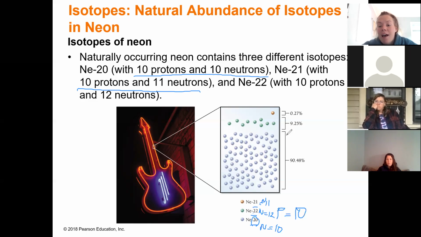You will not have to have every isotope that exists memorized. Some of them have quite a few isotopes, but I do want you to be able to read this. So if you were to see neon 21, and I asked how many neutrons it has, you would be able to calculate that. It's really basic, right? You just subtract the number of protons.